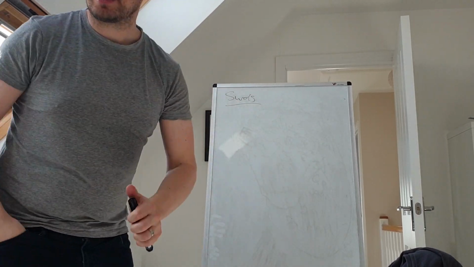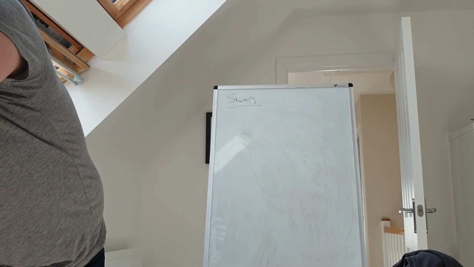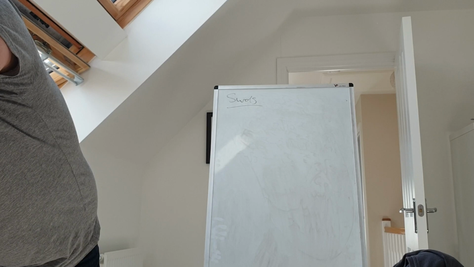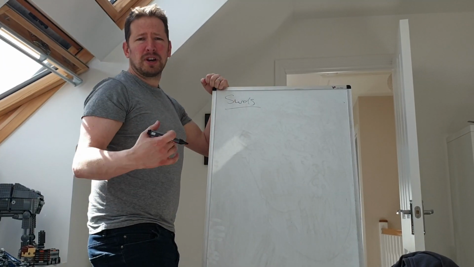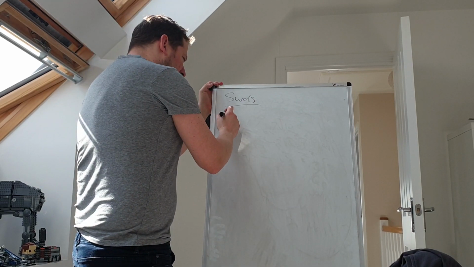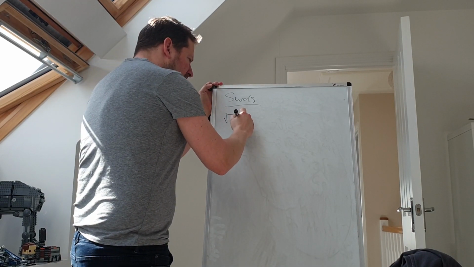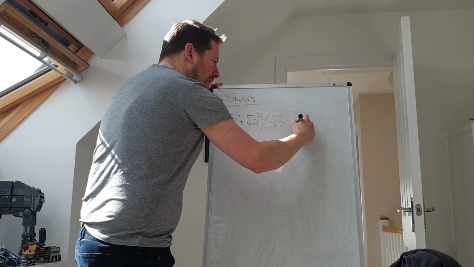Okay, let's have a look at the next example. Okay, so you need to have done the first video in order to do this one. So we're going to expand and simplify the square root of 7 plus the square root of 2, times the square root of 7 minus the square root of 2.